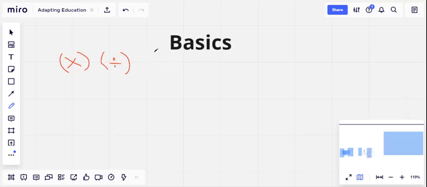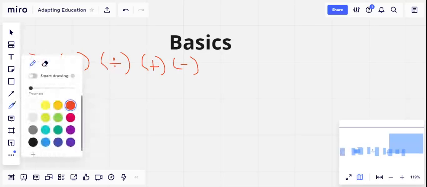Please bear with me if I'm going too slow as I'm drawing, because I am not really familiar with how to type fast in this. Okay, so these are our basic operations: multiplication, division, addition, and subtraction. Right? So this is number one, which we should know.